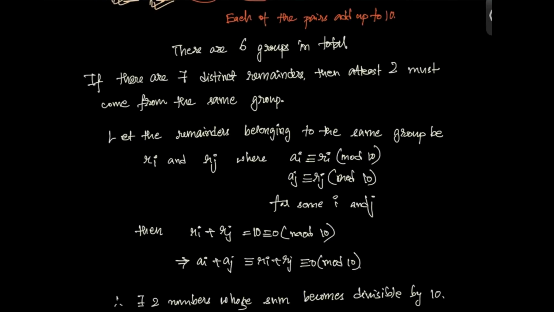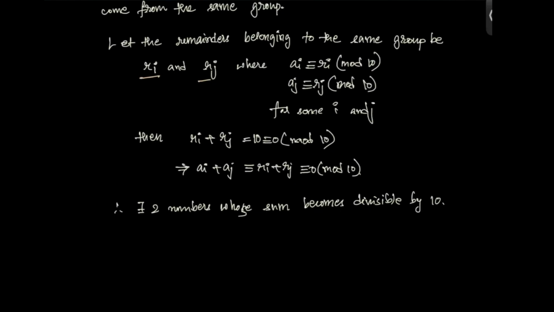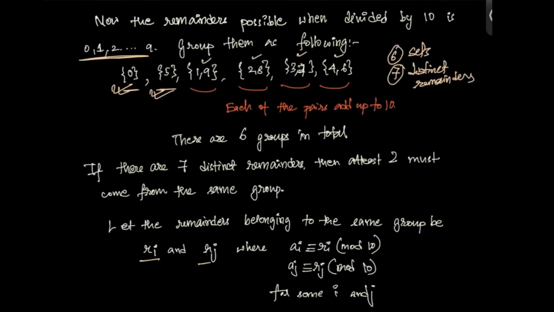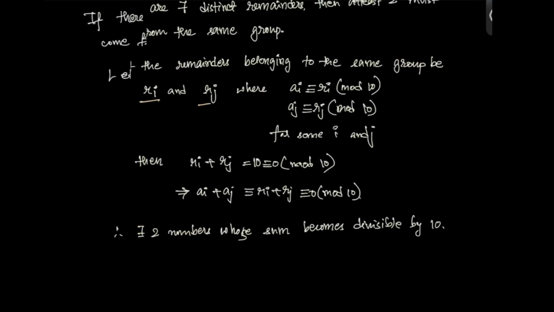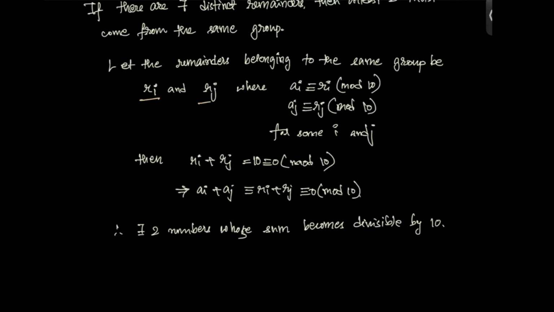So if they belong to the same group, let Ri and Rj be the remainders, where Ai is congruent to Ri and Aj is congruent to Rj. Then we have Ri plus Rj, either 1 and 9, or any of these pairs. The sum of this pair is congruent to 0 mod 10 because the sum is 10 itself. So we get Ai plus Aj is congruent to Ri plus Rj, which is congruent to 0 mod 10. So there exist two numbers whose sum is divisible by 10.